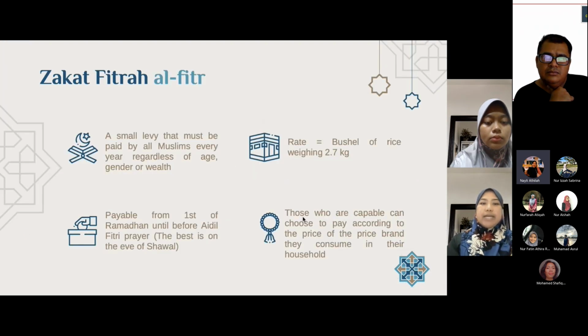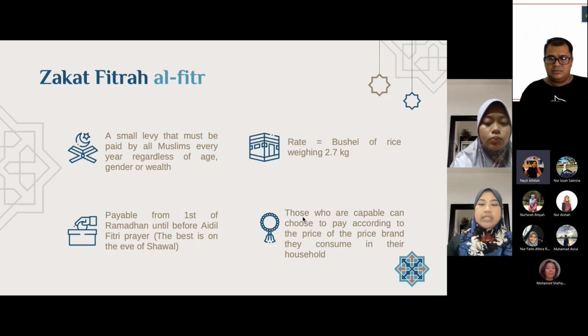What does zakat fitrah mean? Zakat fitrah is a small levy that must be paid by all Muslims every year without fail, regardless of age, gender or wealth. This kind of zakat is payable from the 1st of Ramadan until before Eid al-Fitr prayer. However, it is best to pay zakat on the eve of Shawwal. And the rate of zakat fitrah is equivalent to the value of a bushel of rice with 2.7 kg.